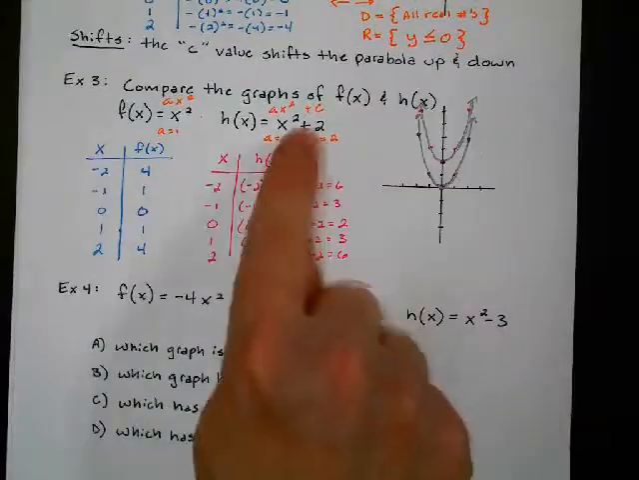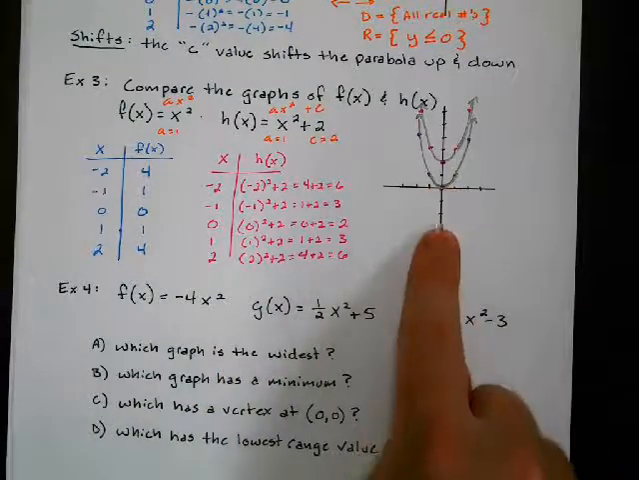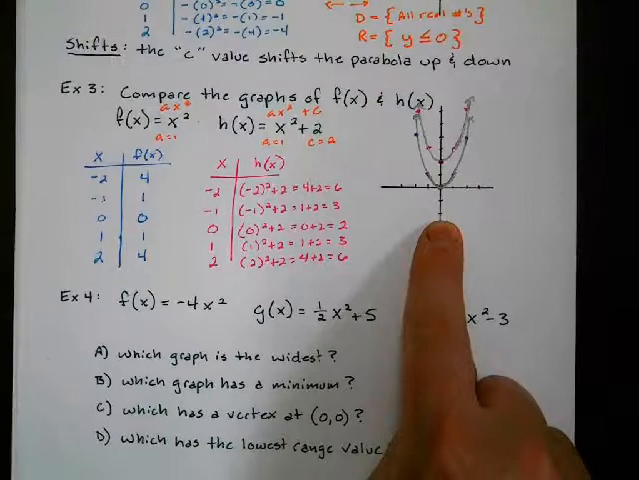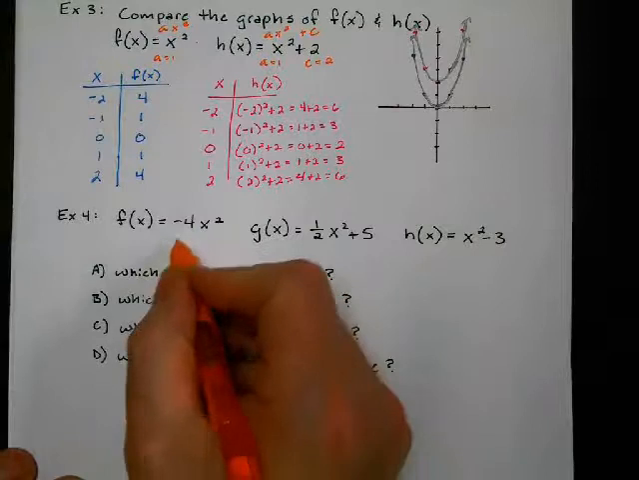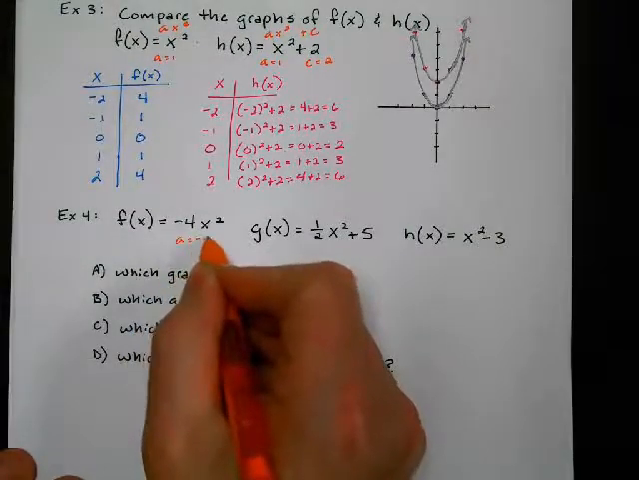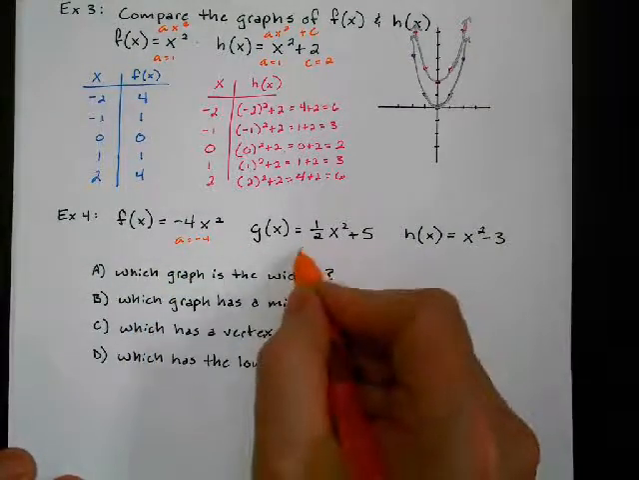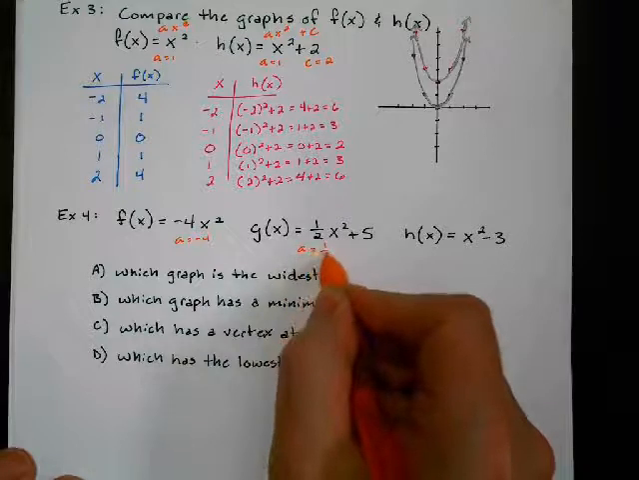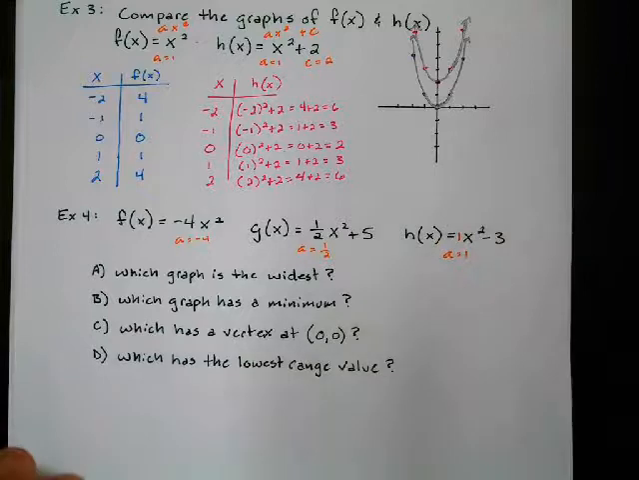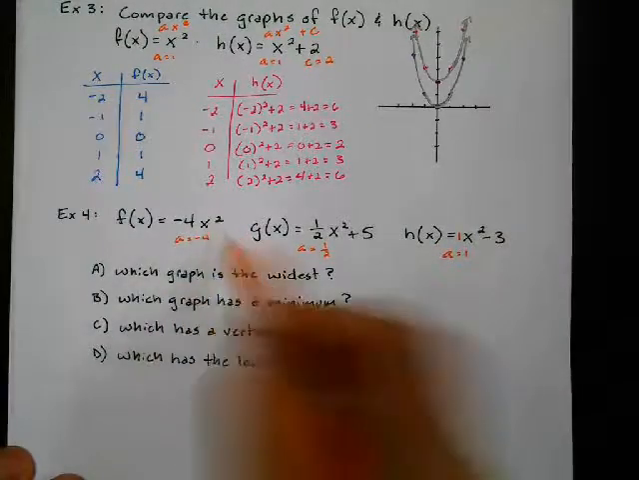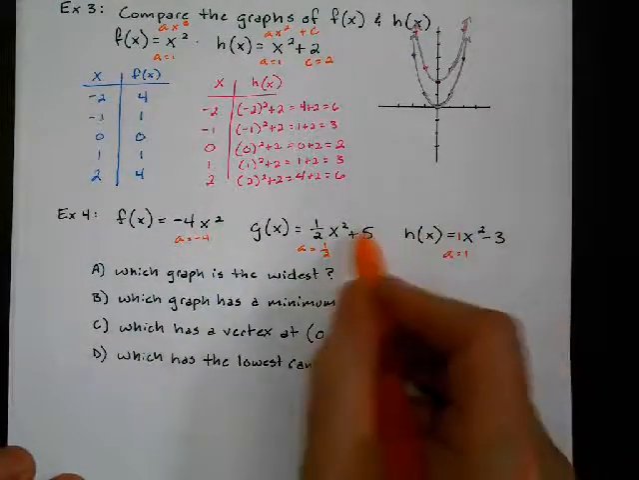All right, so example 4. Which graph is the widest? Well, before we get to that, let's say what these values are. This is an A value of -4. This is an A value of 1/2. This is an A value of 1 because the number in front is 1. This one does not have a C value. This one has a C value of 5, and this has a C value of -3.